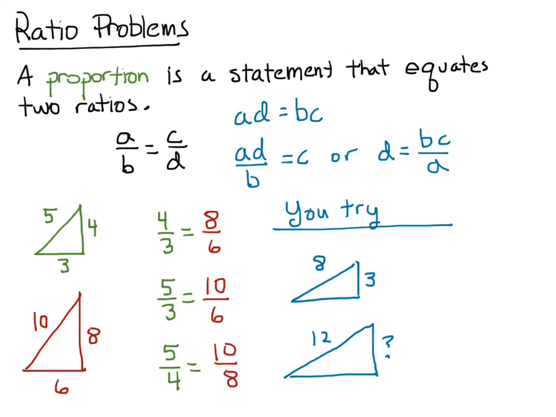If I have a triangle that's 8 on the hypotenuse and 3 height, what is the height of the triangle that has a hypotenuse of 12? Okay, so think about that. Set up the ratios, figure out where your unknown is, and then rearrange it to correspond to one of these forms that you can more easily do a computation.